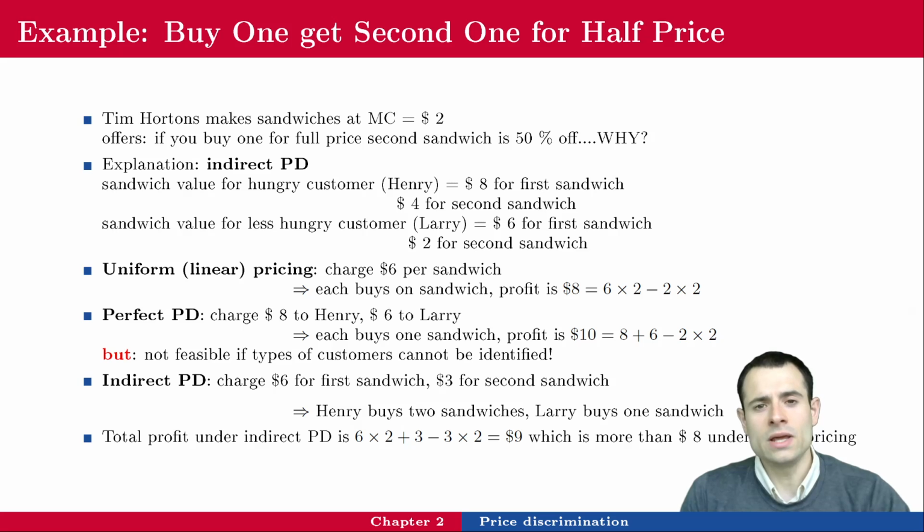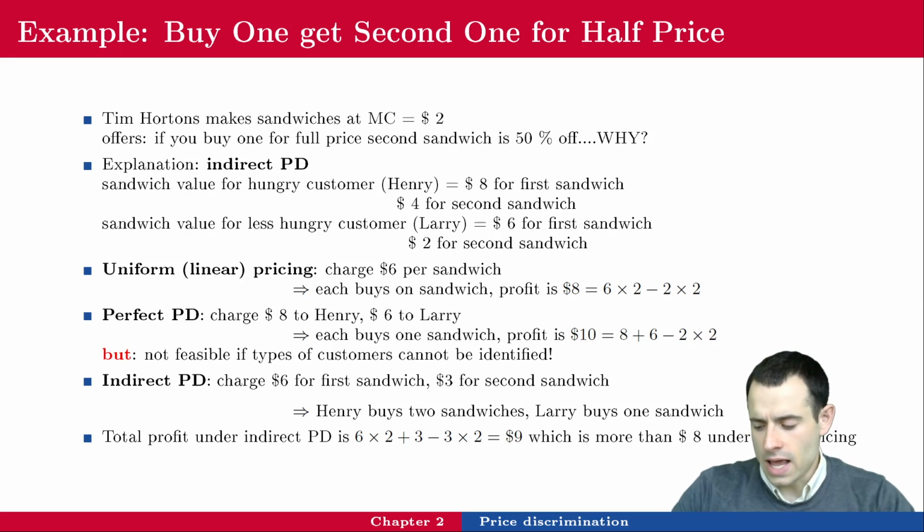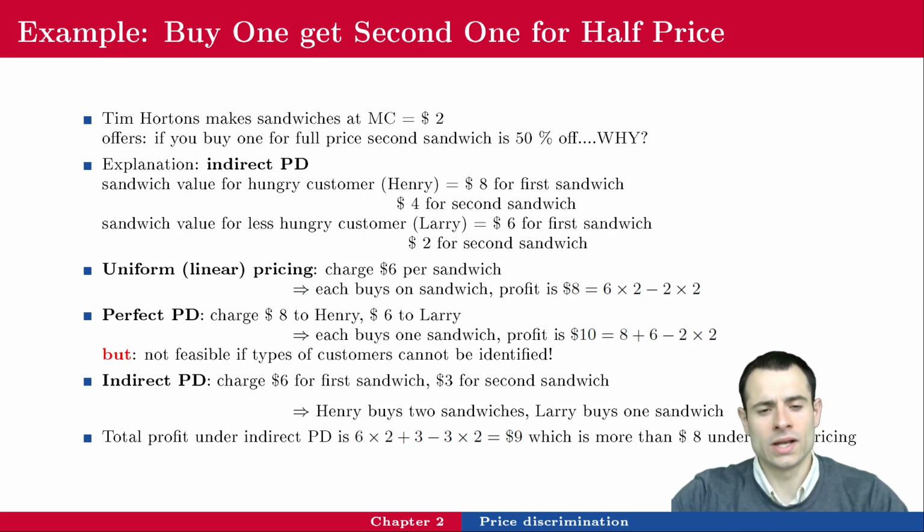The profit will now be 6 times 2 coming from two sandwiches sold at $6 plus one sandwich sold for $3 minus the cost of making 3 sandwiches, which leads to $9. $9 is more than $8. $8 was the profit under linear pricing. So Tim Hortons managed to increase its profit by proposing a second option aimed at extracting the consumer surplus of the customer who has a higher willingness to pay.